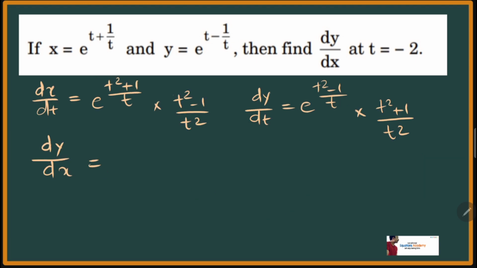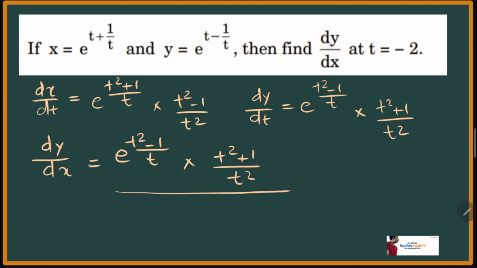Therefore dy by dx is equal to dy by dt divided by dx by dt. So dy by dt is e raised to t square minus 1 by t into t square plus 1 divided by t square, whole divided by dx by dt, which is e raised to t square plus 1 by t into t square minus 1 by t square. Now we can cancel this t square and t square. We have got e raised to t square minus 1 by t into t square plus 1 divided by e raised to t square plus 1 by t into t square minus 1.